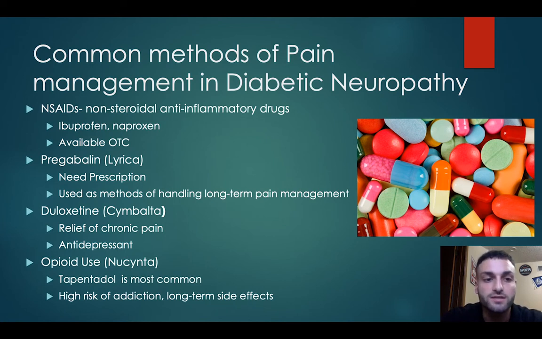Next, we have duloxetine, which is known as Cymbalta. This is for chronic pain, and it works as an antidepressant. This is actually the first drug to be approved by the FDA for neuropathic pain in patients experiencing diabetic neuropathy, and it's also one of the most commonly prescribed today. If you need around-the-clock pain relief, or you just can't do your daily tasks without severe pain, then maybe a physician might prescribe an opioid.